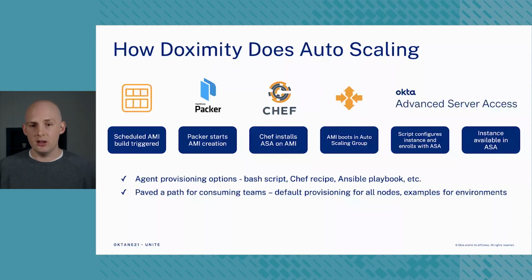Before it's fully available, a script, the user data script, configures the instance to make sure it has the right host name, restarts the process, and makes sure it's available in ASA to use right away. The YAML file that configures ASA is very easy and simple to use, so we provide a paved path for consuming teams. That way they can see examples of how they deploy in their environment, and they can use different provisioning options, be it a bash script, default Chef recipe, or if they wanted to, an Ansible playbook. Providing that kind of paved path on what the default configuration in your environment is the easiest way to make sure everyone can consume and use it in the scalable fashion that they need.